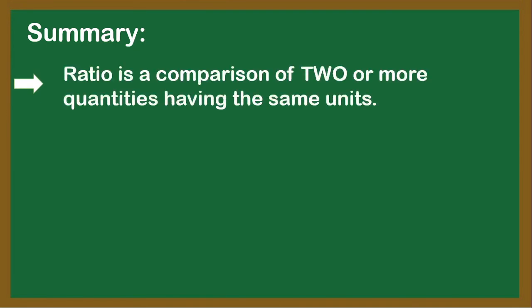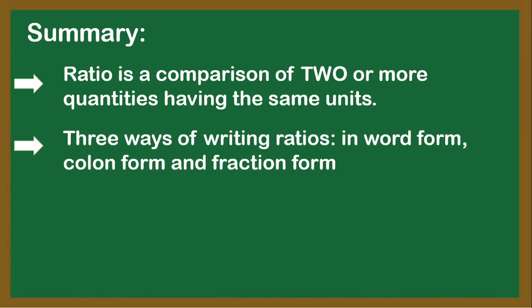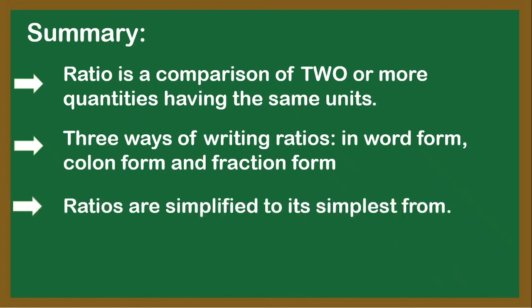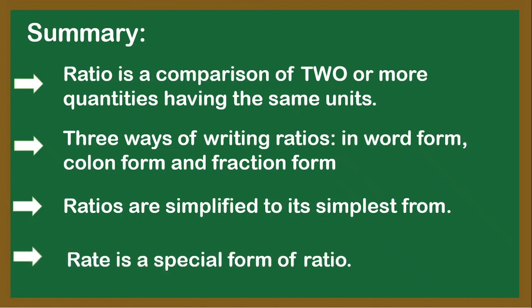Now let us have our summary. Ratio is a comparison of two or more quantities having the same units. There are 3 ways of writing ratios: in word form, column form, and fraction form. Ratios are simplified to their simplest form. Rate is a special form of ratio.